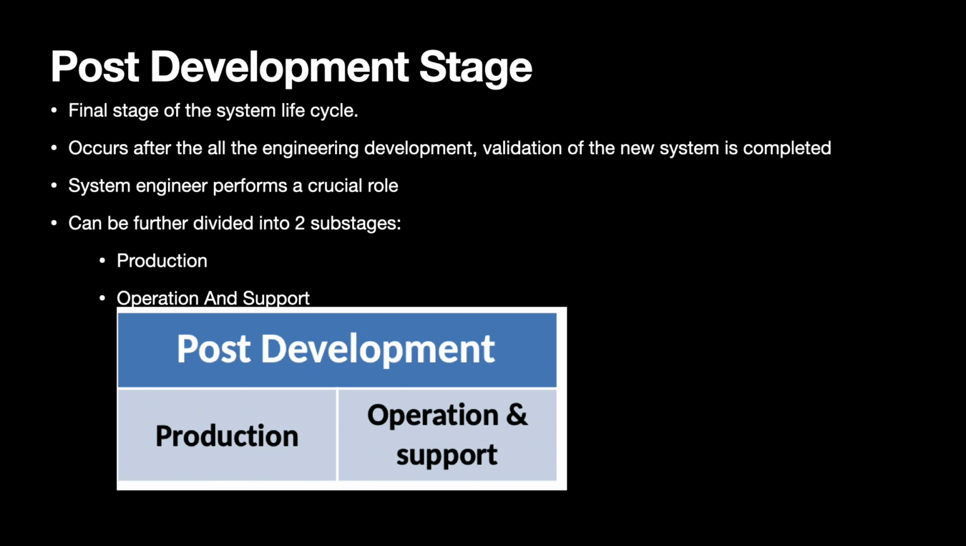The post development stage is the final stage of the system life cycle. This stage commences after all the engineering development validation of the new system is completed. The system engineer performs a crucial role in this stage as many components of the system may demand frequent changes, upgrades, or maintenance even after the development. This stage can be further broken down into two substages: A. The production substage, B. The operation or support substage.